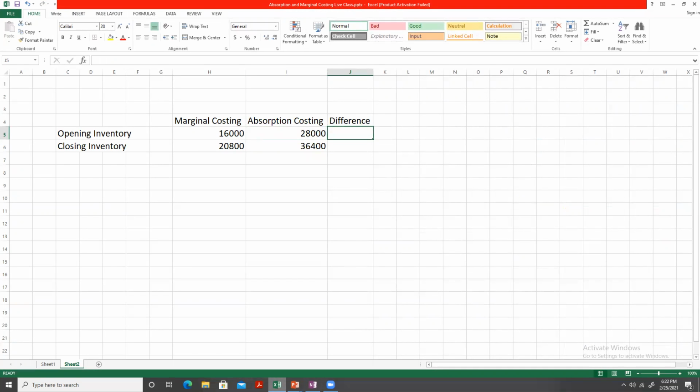Now we need to determine the differences. Take the difference between the two. 28,000 minus 16,000, that is the 12,000 difference. Again 36,400 minus 20,800, and this is 15,600. So for the difference in profit, I actually took the difference in the figures. Opening inventory under the two approaches differs by $12,000, and the closing inventory differs by $15,600.